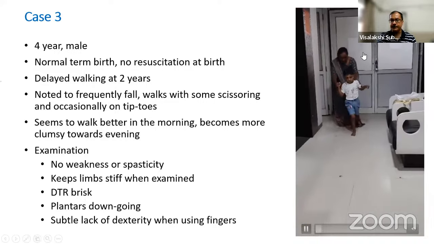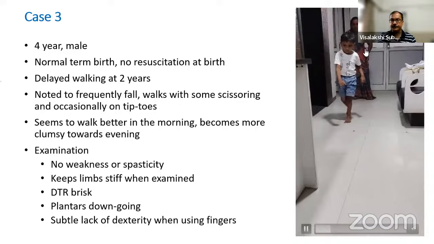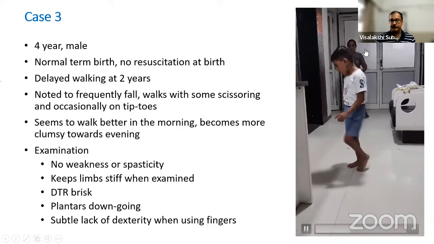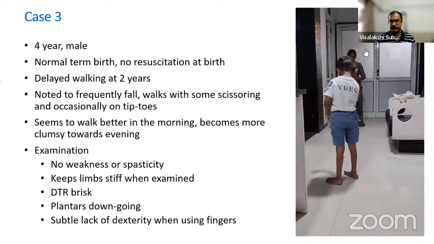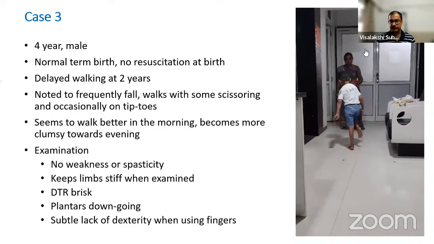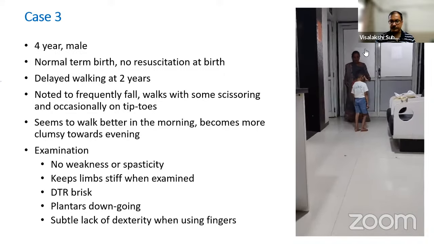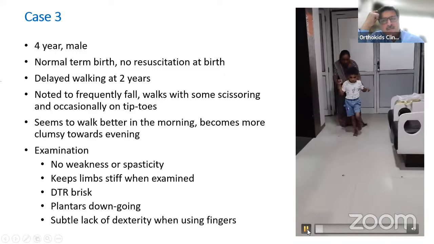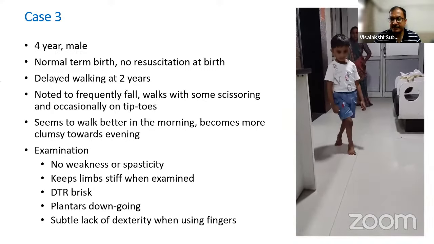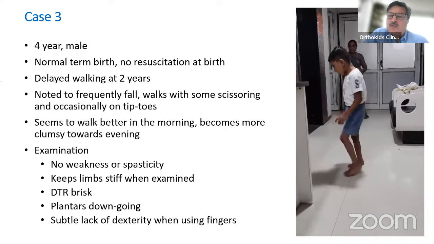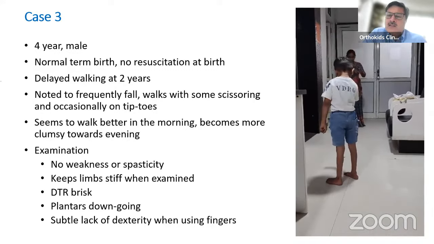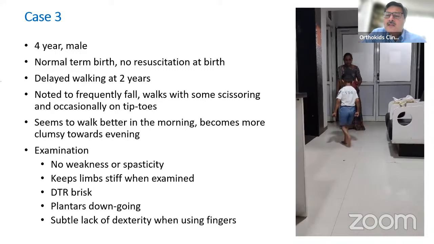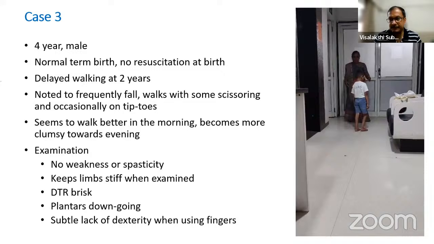So I'll play the video. Shall I play it again for you? Yes, please. You can see he walks with a scissoring gait. A lot of imbalance also. And the child is constantly gazing down as if he's having issues with depth perception, and the neck is a bit tilted.